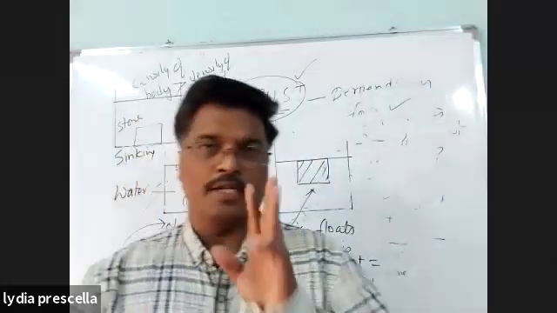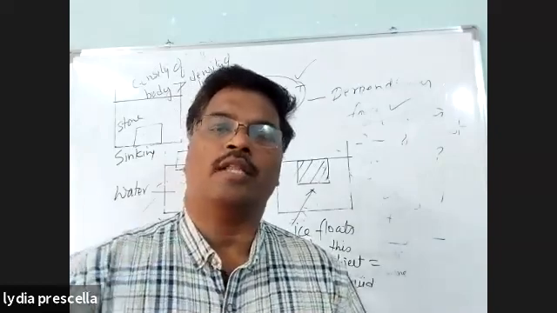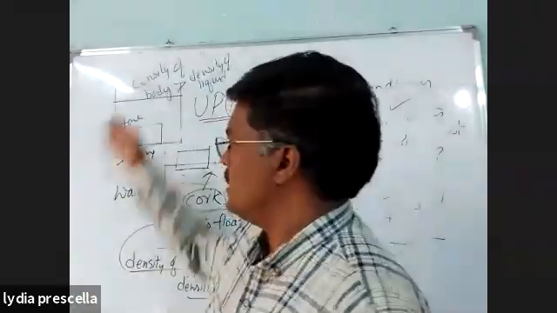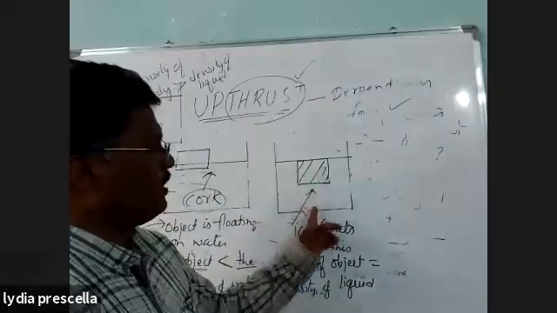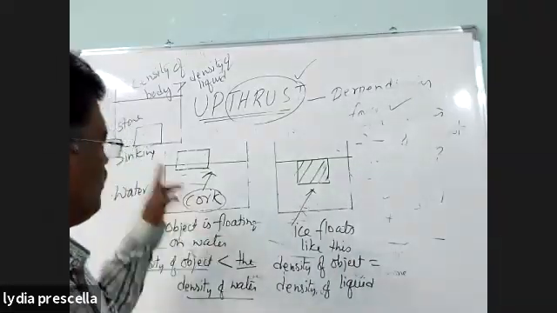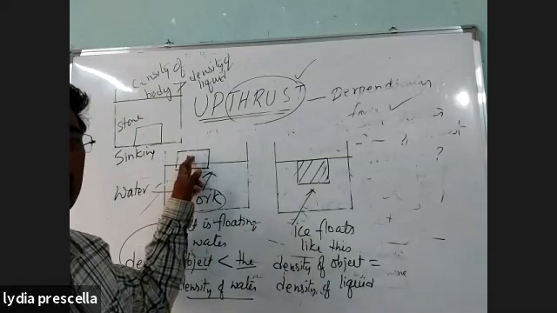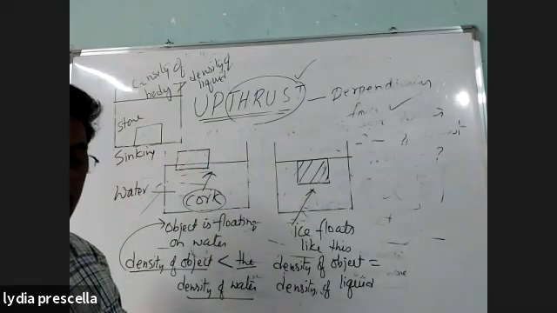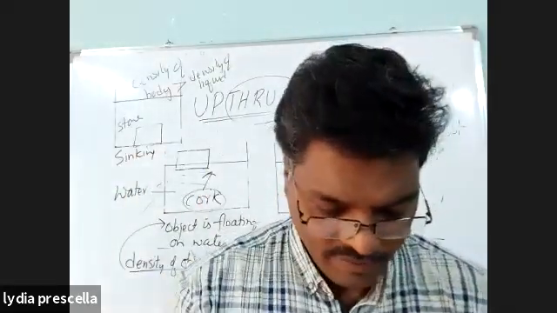So there are three conditions you have to remember. Density of the object is more than the density of liquid, then it sinks. The density of the object is equal to the density of liquid, then it floats. The density of the object is less than the density of liquid, then floating will be like this. These are the three conditions we have to remember. So these conditions are finished.